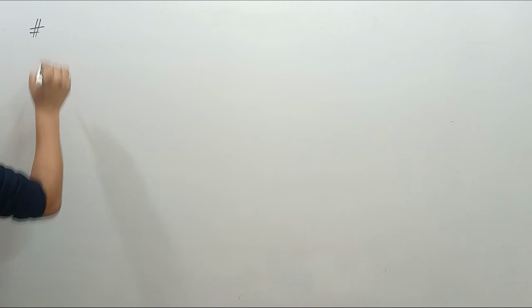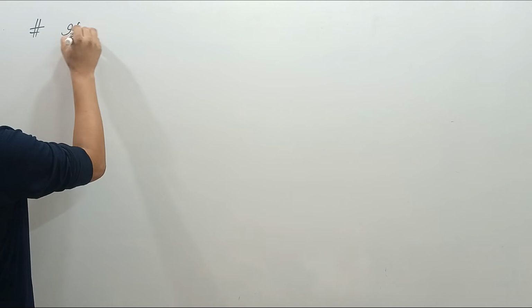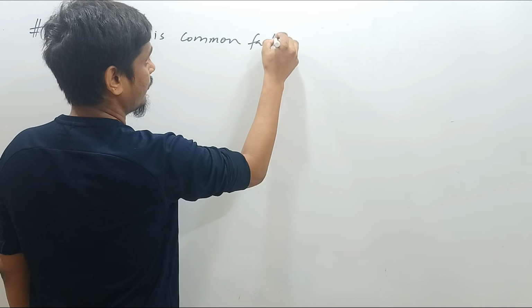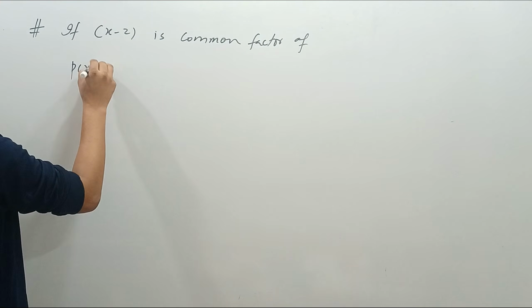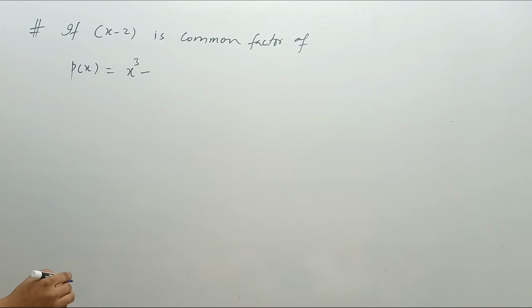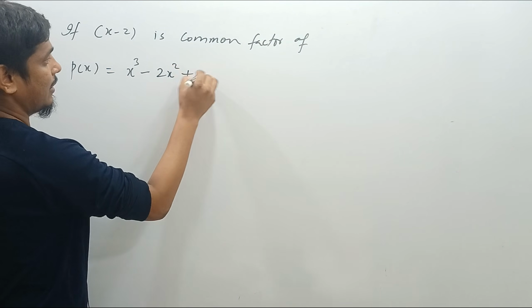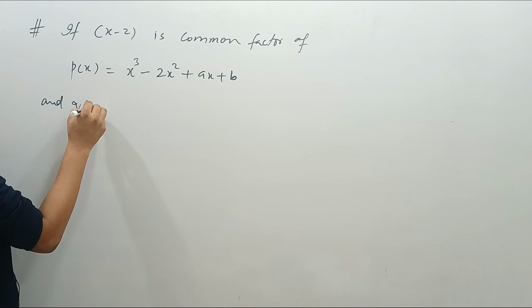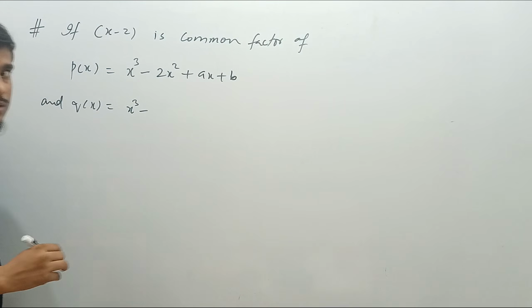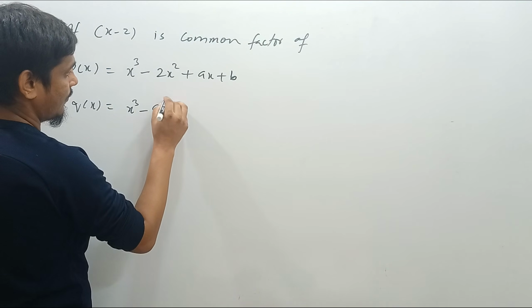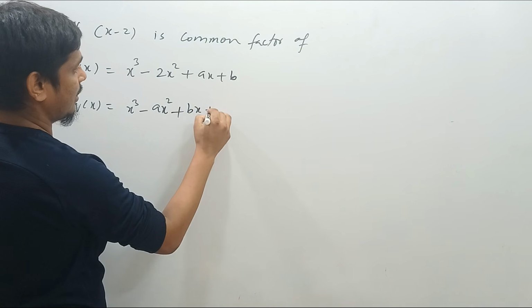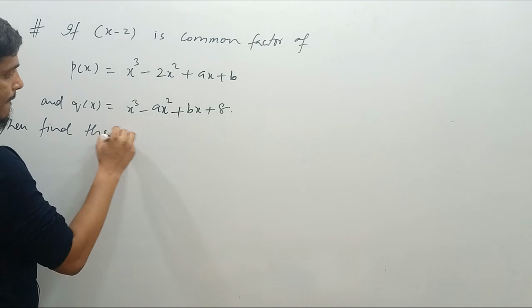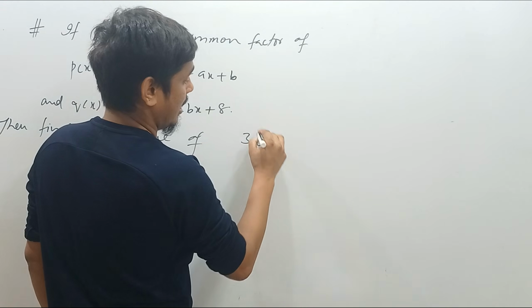Now let's take another example. If x minus 2 is a common factor of polynomial p(x) equal to x cube minus 2x square plus ax plus b, and q(x) equal to x cube minus ax square plus bx plus 8, then find the value of 3a square minus 2b.